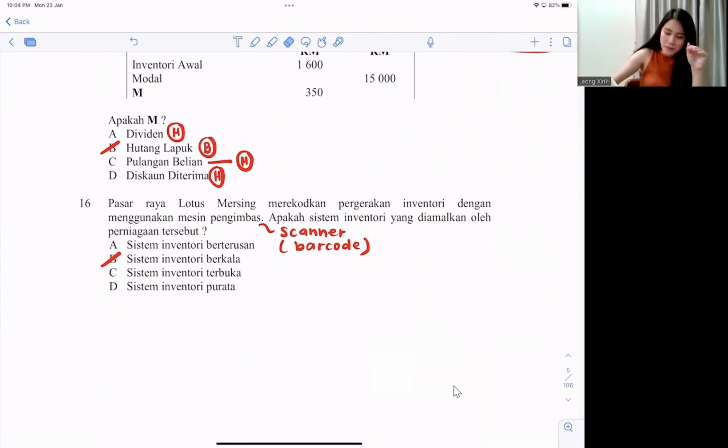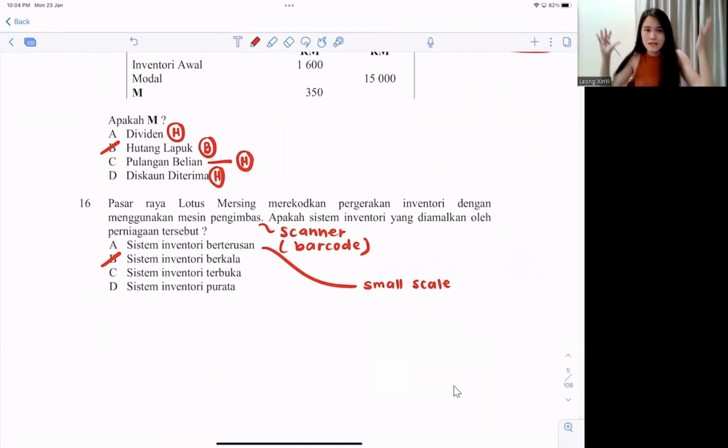But as long as you remember, berterusan is for small scale. Because it's continuous, it means every time there's an in and an out, I will record it down. But for Pasaraya Lotus, can you imagine how many products they have? They cannot keep track one by one. They don't record one by one. They go by a system where they just scan and the products go into the machine. So that's why it's called system inventory berkala.